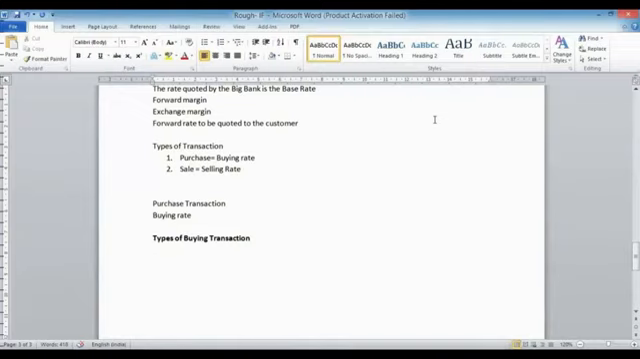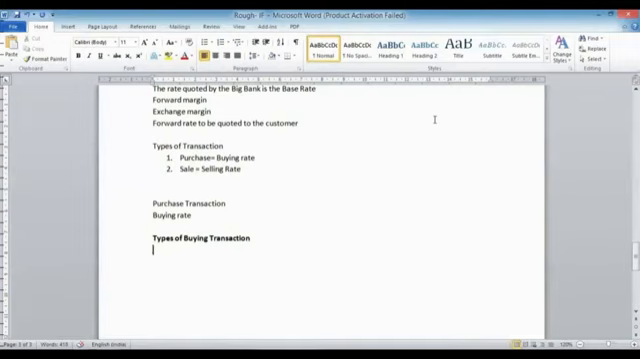So what will the bank do? The bank will try to forecast the rate of foreign currency after 2 months. And then the rate will be quoted to the customer.